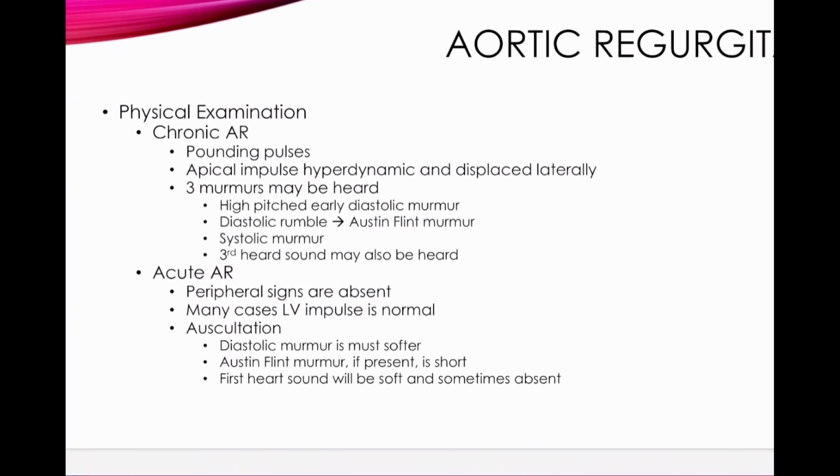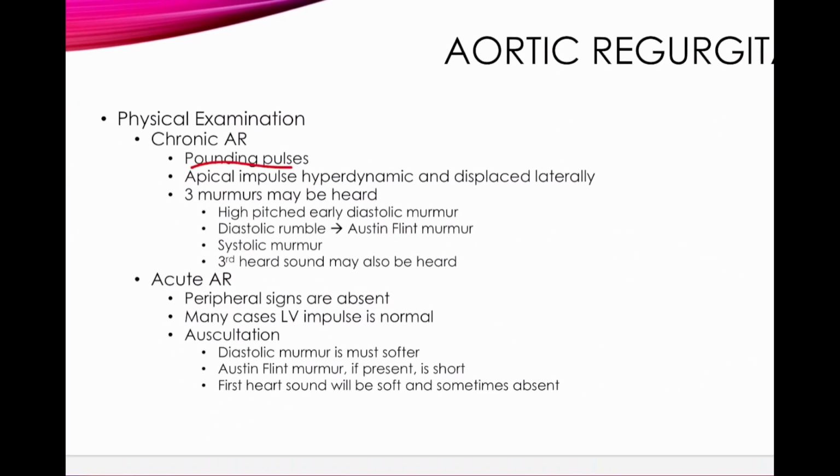So with chronic AR, pounding pulses. There's a lot of volume in this heart now, and when the heart is ejecting the blood, there's going to be more blood leaving the heart as well, so the intensity of your pulses is going to be stronger. Here's your apical impulse, hyperdynamic and displaced laterally again.